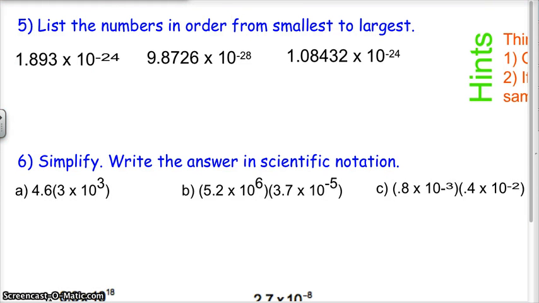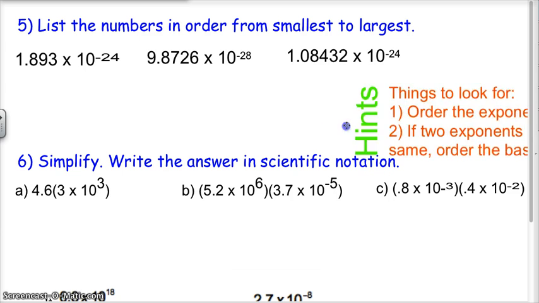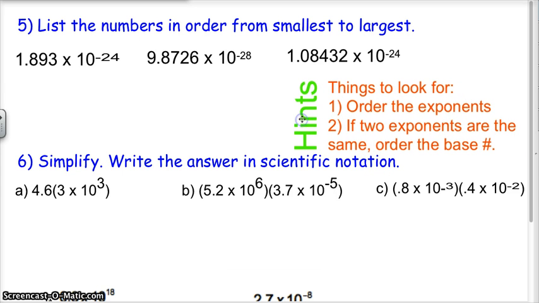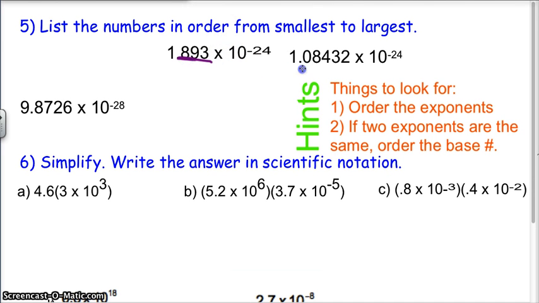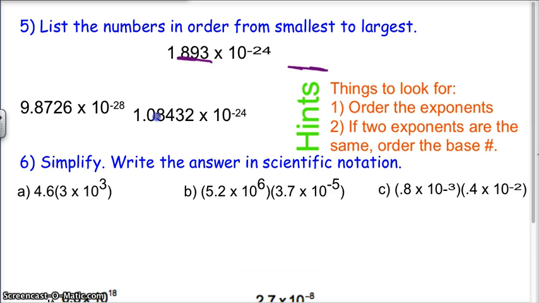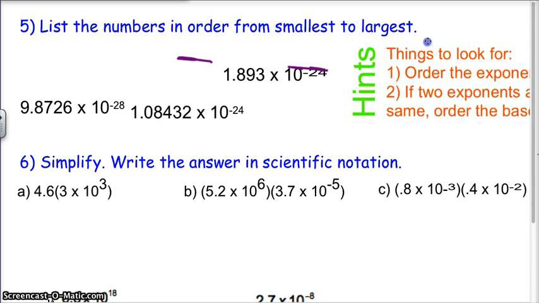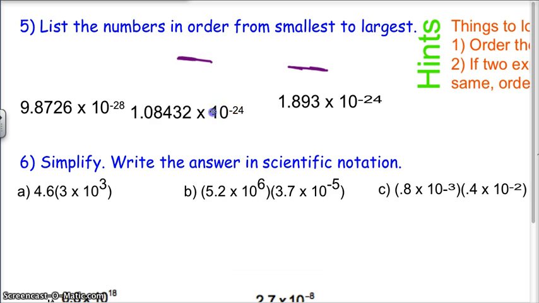Listing the numbers in order from smallest to largest. A couple of hints. Things to look for. Order the exponents. So -28 is definitely the smallest exponent, so that's the smallest number. Now these have the exact same exponent. So look at, see the base that is smallest, and the base is the number here. 1.08 is smaller than 1.8, so it's going to go this one, and then that one.